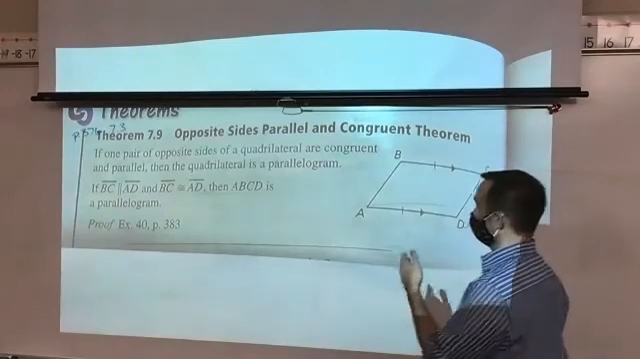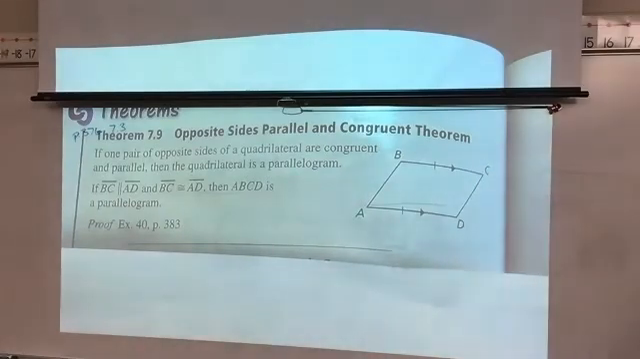Okay, so one pair is both congruent and parallel. That's enough to say the whole thing's a parallelogram. But it has to be the same pair of sides. It has to be the same two sides that are both congruent and parallel.